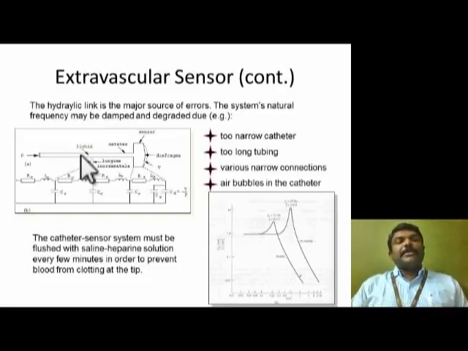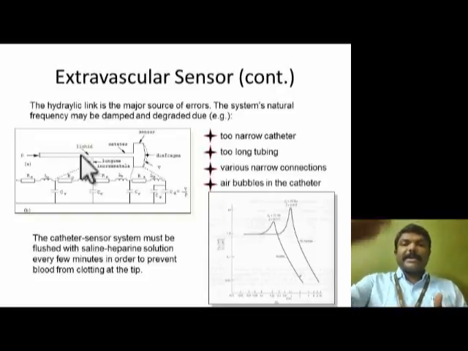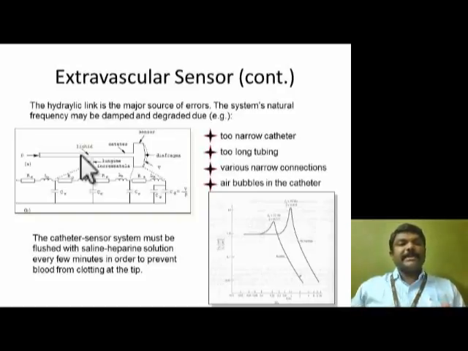Now there are many pluses and minuses in this extravascular sensing method. The sensor which is used does not come in direct contact with the blood. Only the saline comes in contact, and the pressure is measured in the sensor. So after sterilization, you can reuse the sensor.